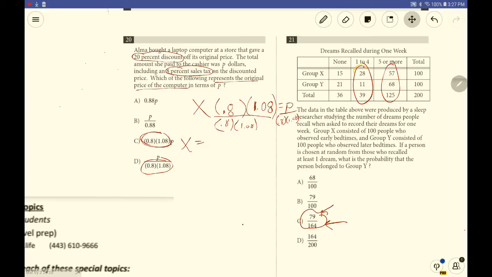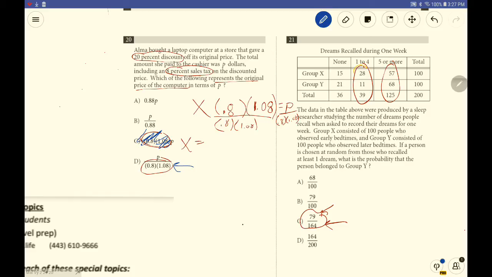Now, number 20, we start with some variable to mean the original price. I chose x. We multiplied by 0.8 for a 20% discount and 1.08 for the 8% sales tax. That means x, the original price, times 0.8 times 1.08 equals p. So solving for x, it's p divided by 0.8 times 1.08, which is d. Not c, but d.